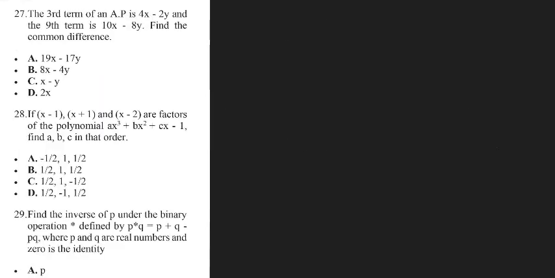Alright, question 27 says the third term of an AP is 4x minus 2y, and the ninth term is 10x minus 8y. Find the common difference. So from the question, we have that the third term is equal to 4x minus 2y, and the ninth term is equal to 10x minus 8y. So this is what we have, right? And we are asked to find the common difference.